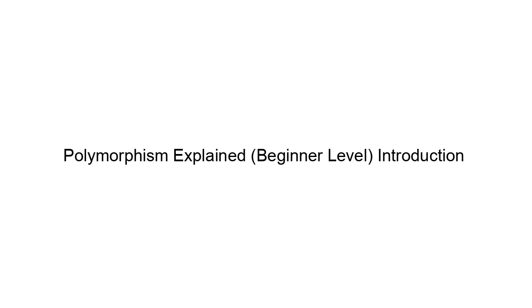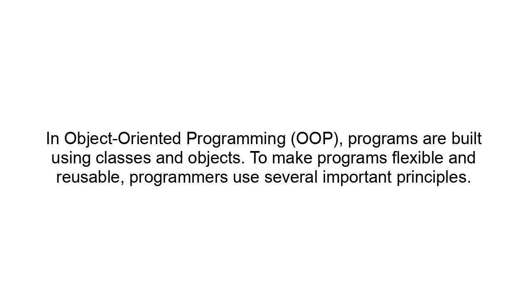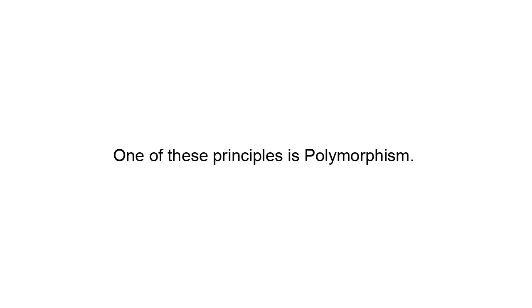Polymorphism explained. Beginner level. Introduction. In object-oriented programming, OOP, programs are built using classes and objects. To make programs flexible and reusable, programmers use several important principles. One of these principles is polymorphism.